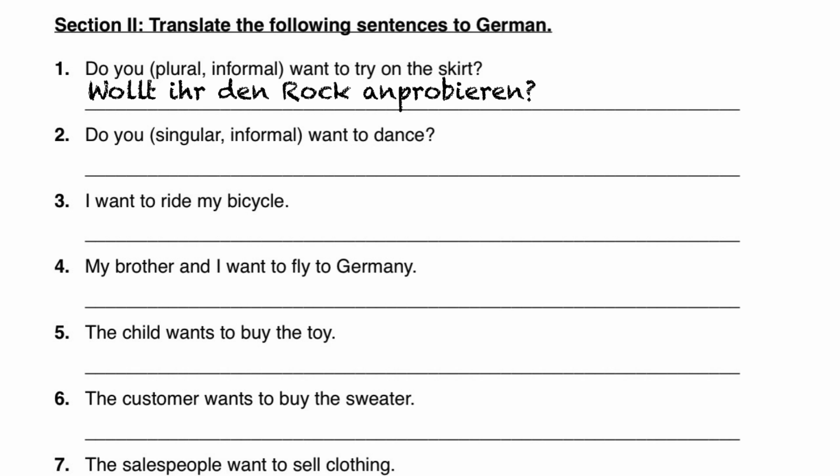In Nummer 2, it says, do you, singular informal this time, want to dance? So we need singular informal, which is du, and so we need the du form of the verb wollen, which would be willst. Willst du tanzen? Do you want to dance? Willst du tanzen?